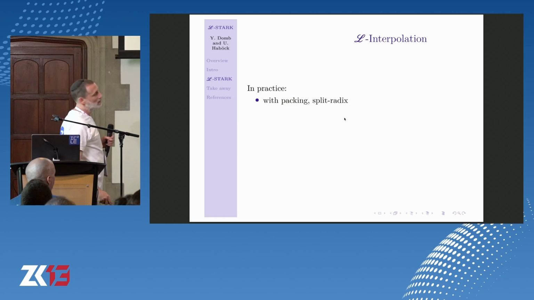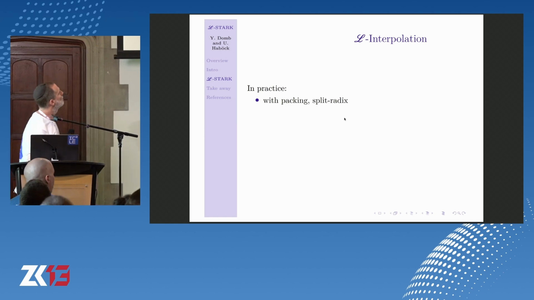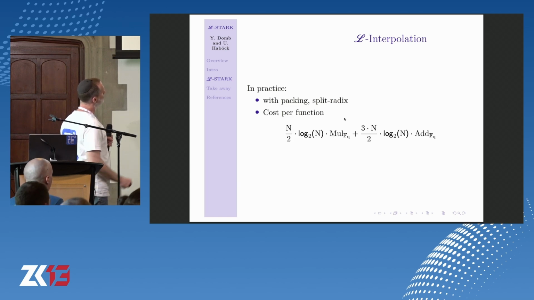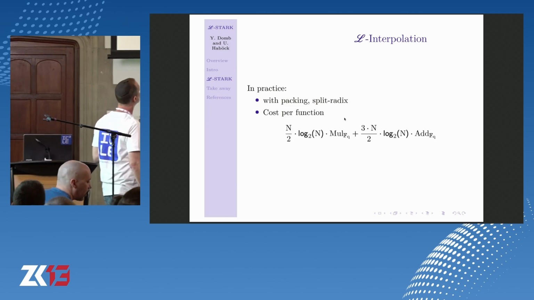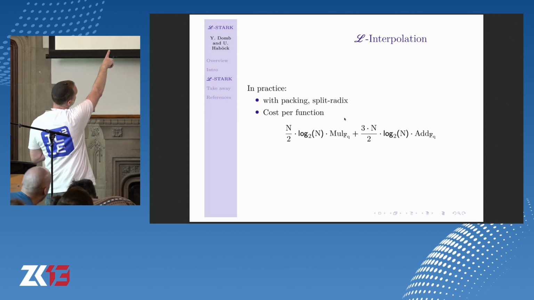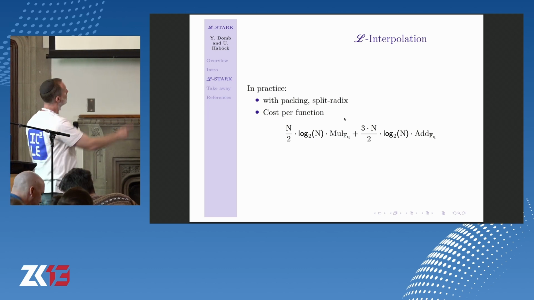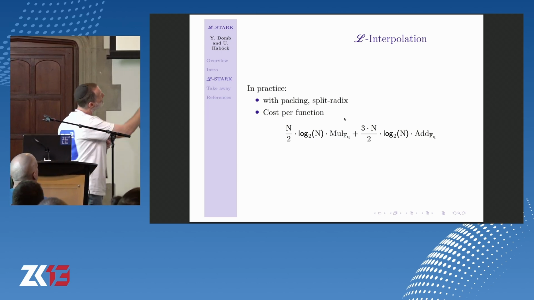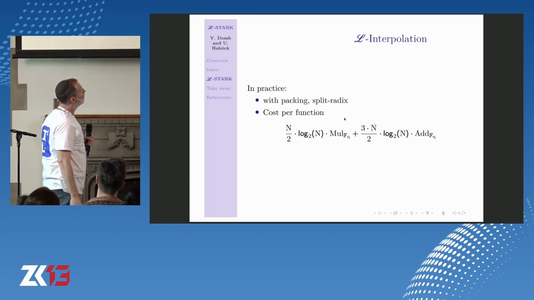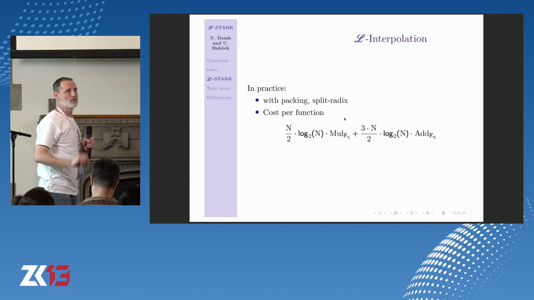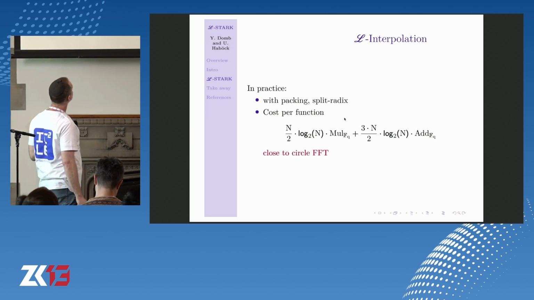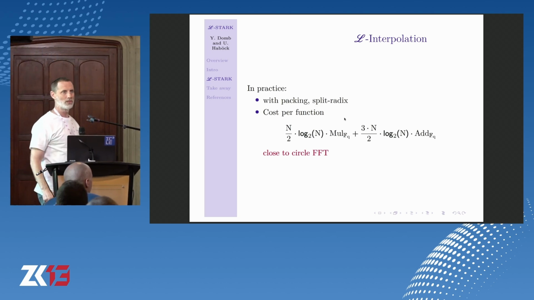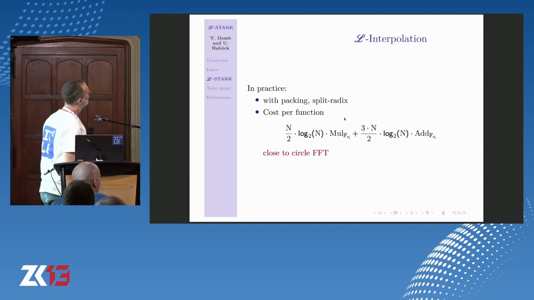So in practice, for the Fourier transform, to get it fast, we do packing, and we do this split radix implementation. And then the cost is nearly the same as what we're used to. It's actually n/2 log n multiplications, and instead of n log n additions, it's 1.5 n log n additions. So it's very close to the circle FFT, and it's close actually to the usual NTT that you're used to.